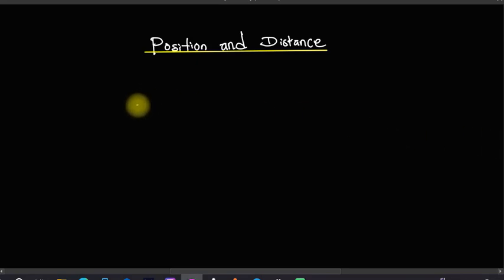Position is the point or location of an object in space. So if we have a point here, this is a position of an object. But how can we actually decipher where exactly this object is? We can do this from a two-dimensional perspective or a three-dimensional perspective.